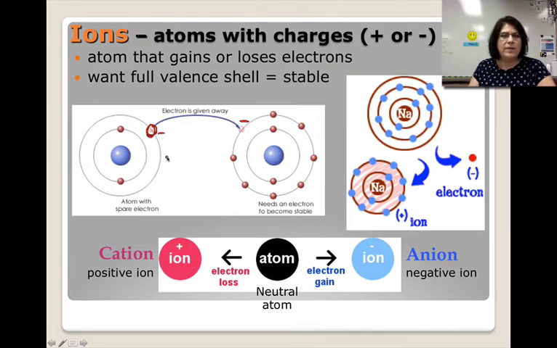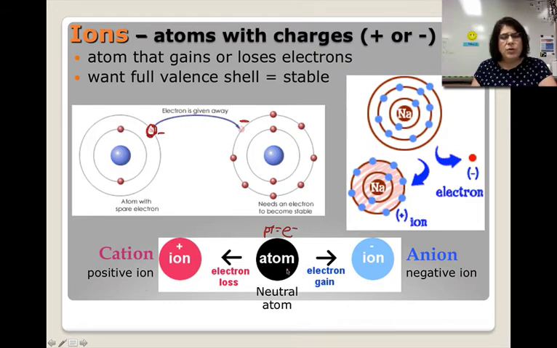All right, so let's talk about that a little bit. You have this picture. You're going to write on it and fill it in on your notes paper. So if we have a neutral atom, that means it has the same number of protons as it does electrons, neutral. But if it loses an electron, now it's going to have more protons, so it's going to be positively charged. We call those cations, or positively charged ions.